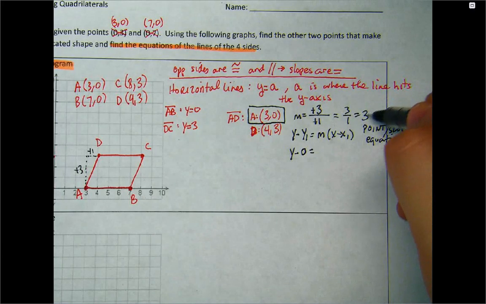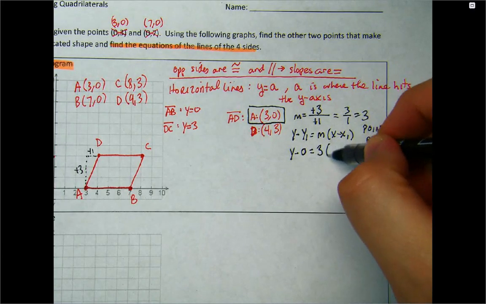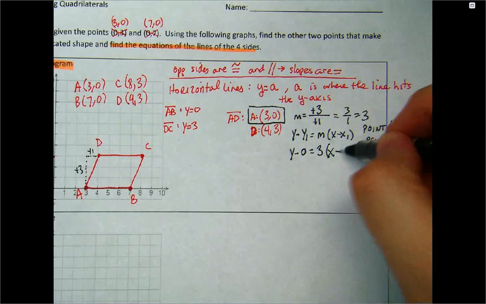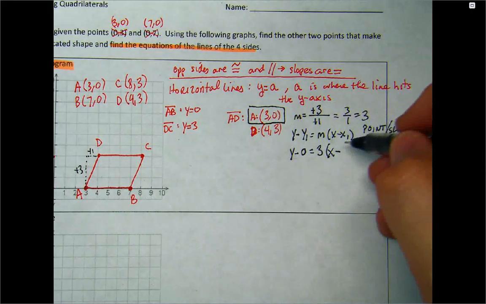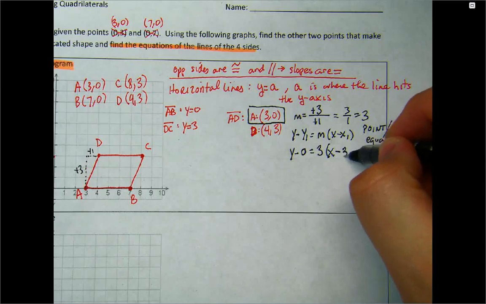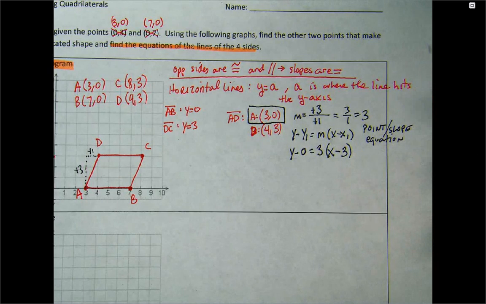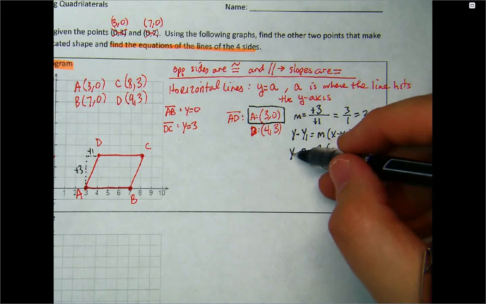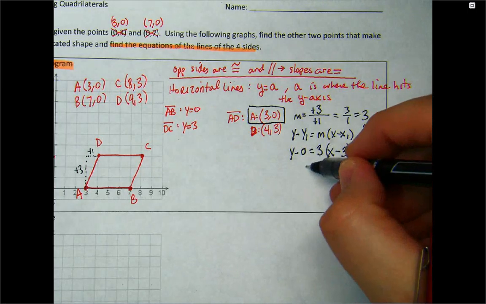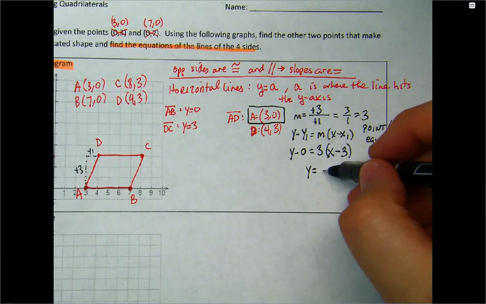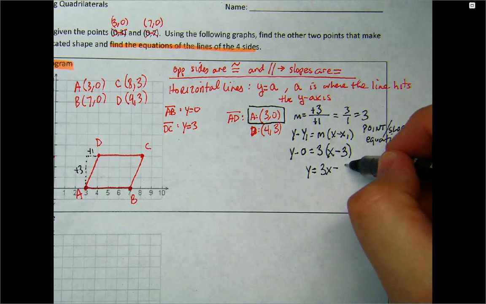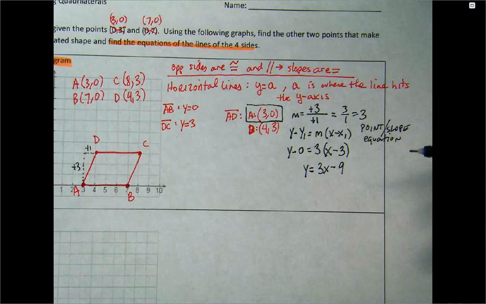What's the slope? 3. Then it'd be x minus, what's my x value from the point? Which would be 3. Simplify this. Y minus 0 is what? Y. Distribute this. 3 times x is what? 3x. 3 times negative 3 is negative 9. So that equation is going to contain AD.